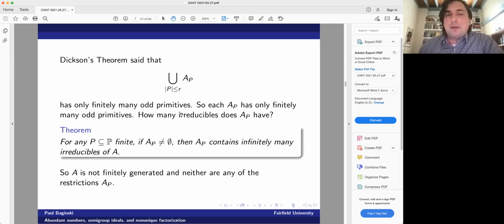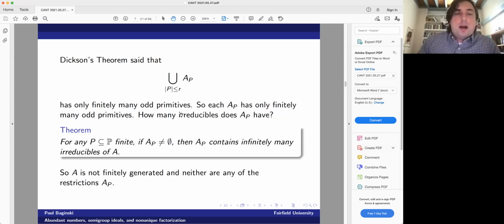Why does Dixon's lemma not work? Well, Dixon's lemma applies to the standard ordering of the natural numbers under the divisibility relation. But here I'm doing divisibility by elements of A. It's a different partial ordering. So Dixon's lemma doesn't apply for that non-standard partial ordering.